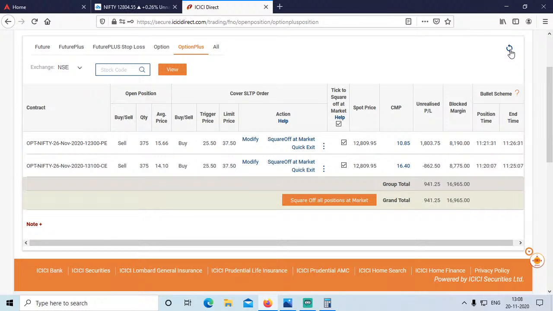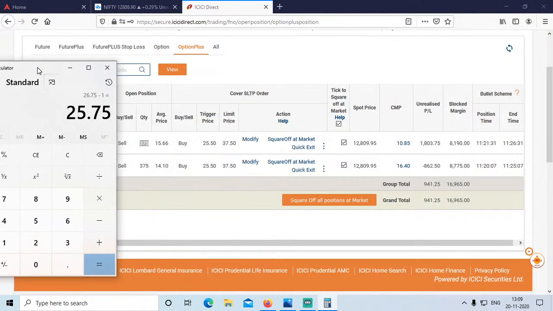One more person is asking, how much brokerage charge for one short strangle? I think I already told you how to do this charging and strangle and everything. See, I hope you are asking about ICICI only. For this ICICI, I have taken just 375 quantity.